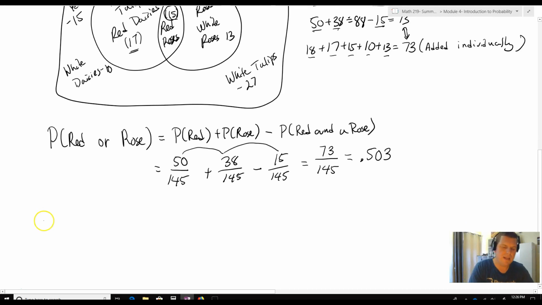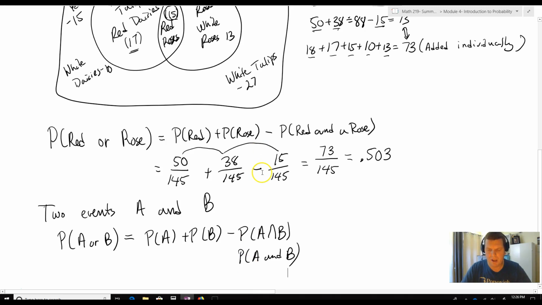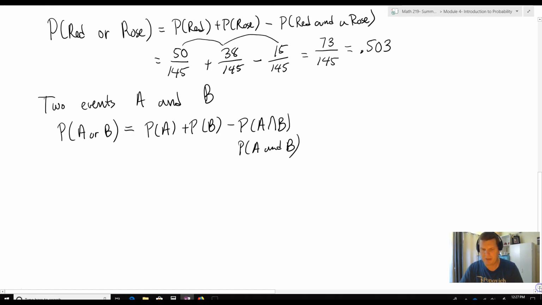Our addition rule is that we have two events, A and B. The probability of A or B, which we can also write as A union B, is going to equal the probability of A plus the probability of B minus the probability of A intersect B, or A and B, okay, which is probability of A and B. Okay, and so what that means, that's exactly what we just did right here. Let's do a quick example, okay?